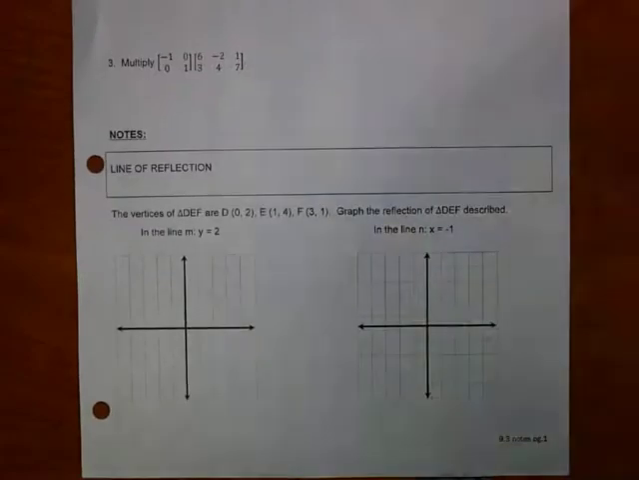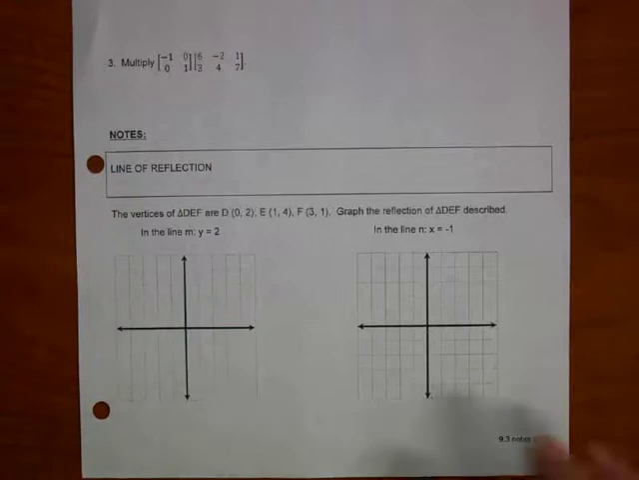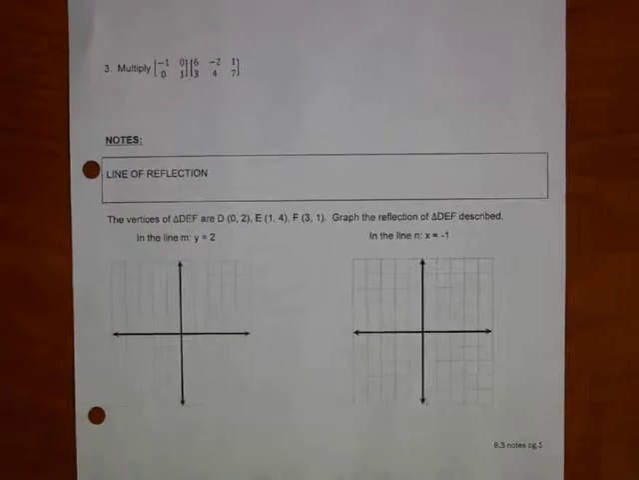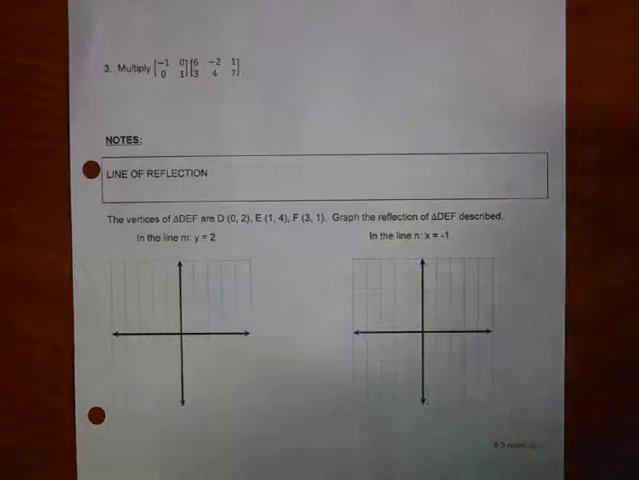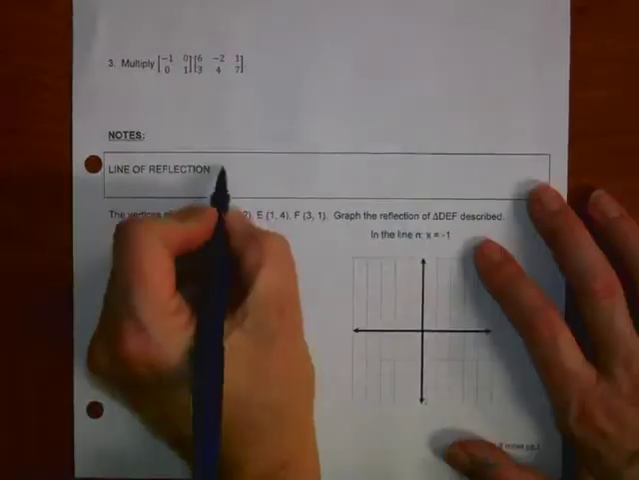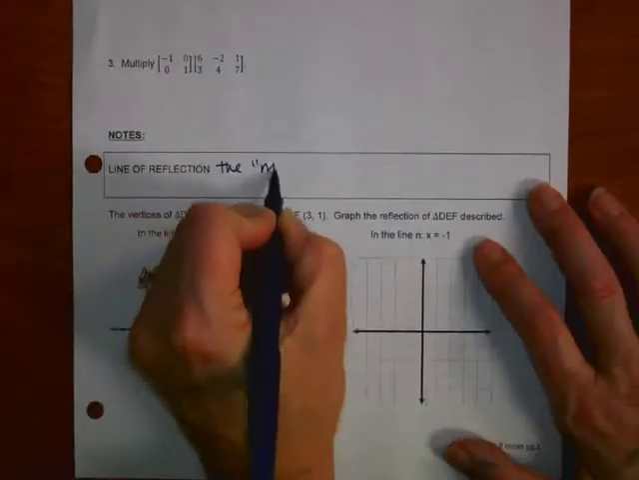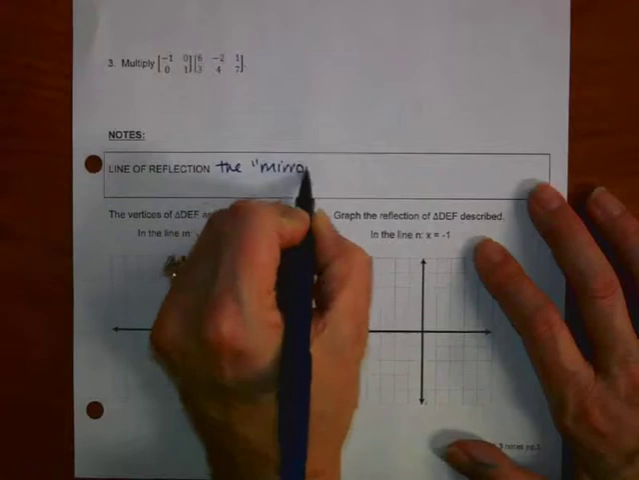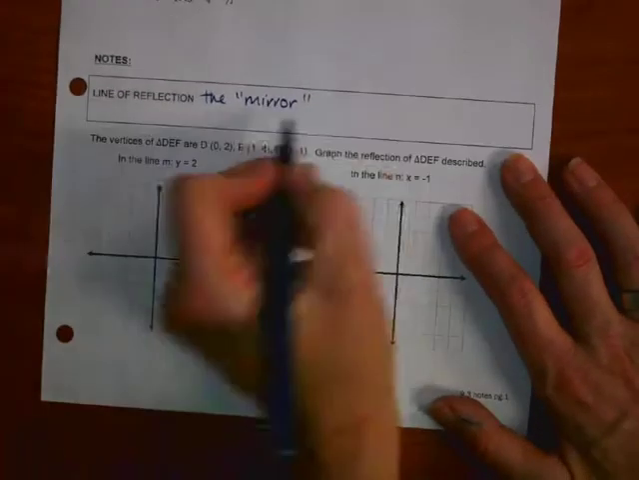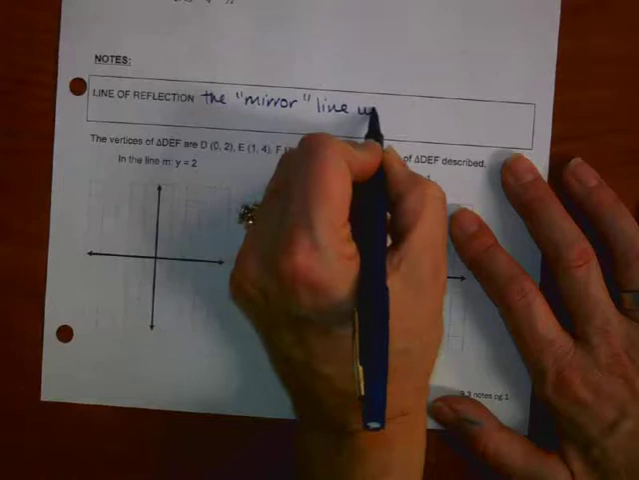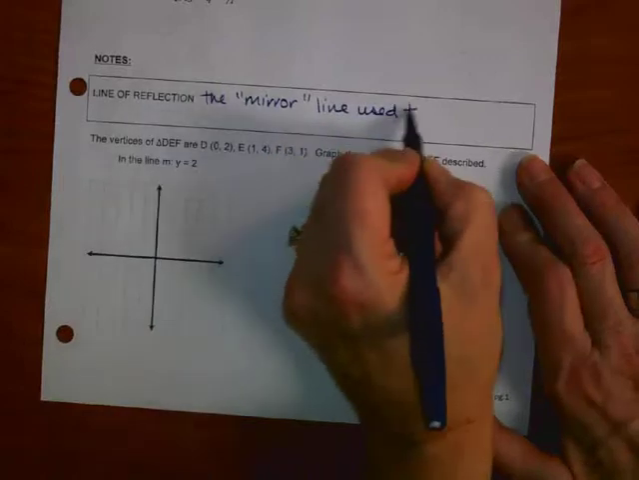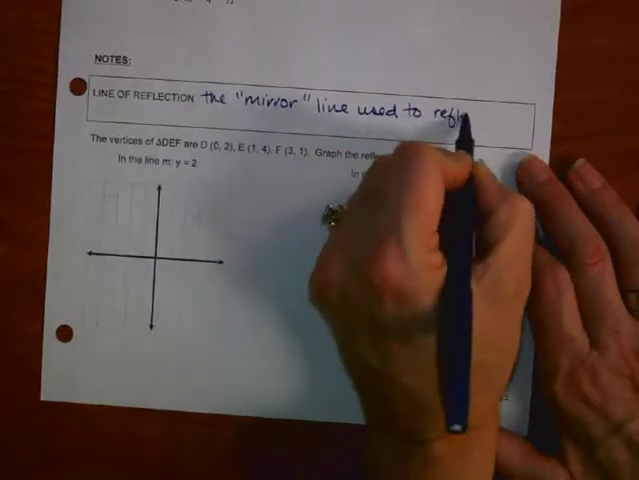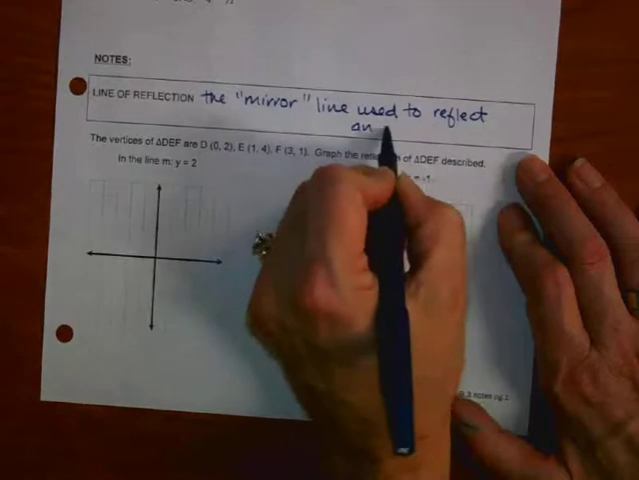Line of reflection, which we talked about already in the exploration. It's really just, I like to use the word a mirror, basically the mirror. The mirror line used to reflect an image.